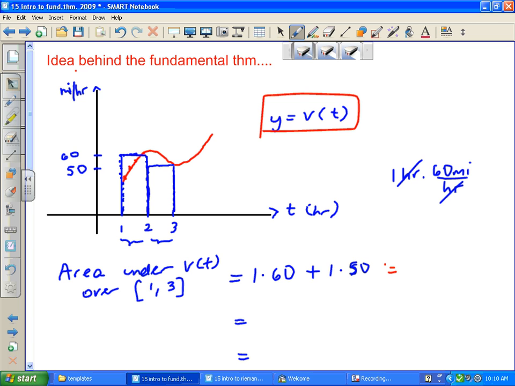So what are we getting then? We're getting 110, right? So what does this 110 represent once again? Total distance traveled from where to where? From the first hour to the third hour. So total distance traveled. And one way to represent that would be like this. Remember our S of t function, which represents distance traveled, the total distance traveled up to a point t. So I can represent it like this. S of 3, this is miles traveled in 2 hours, from the first hour to the third hour. I can represent it like this: S of 3 minus S of 1.